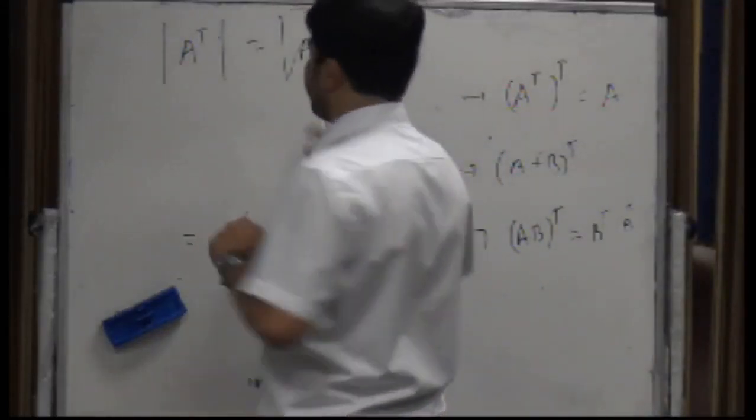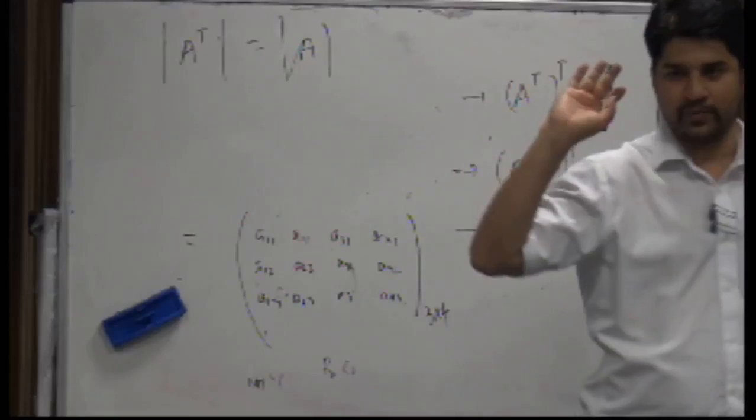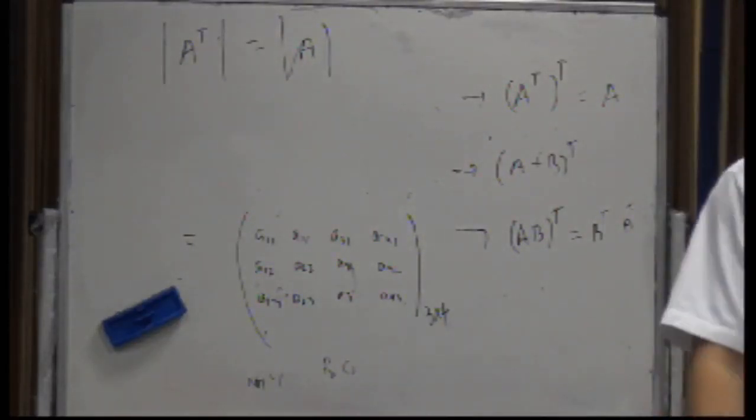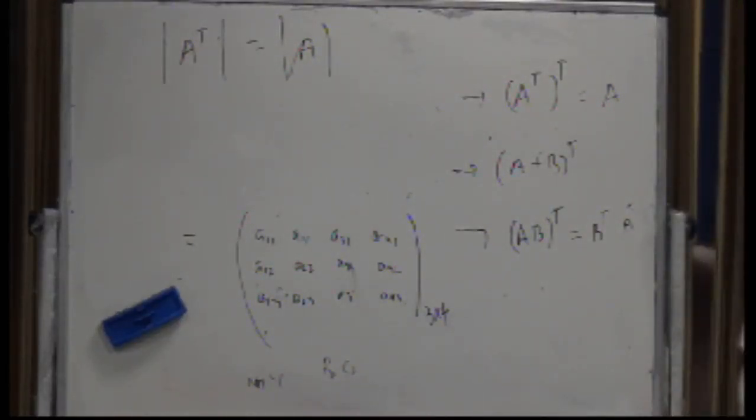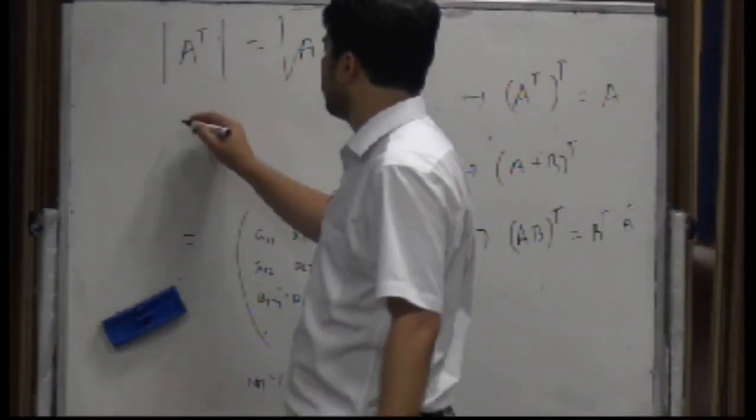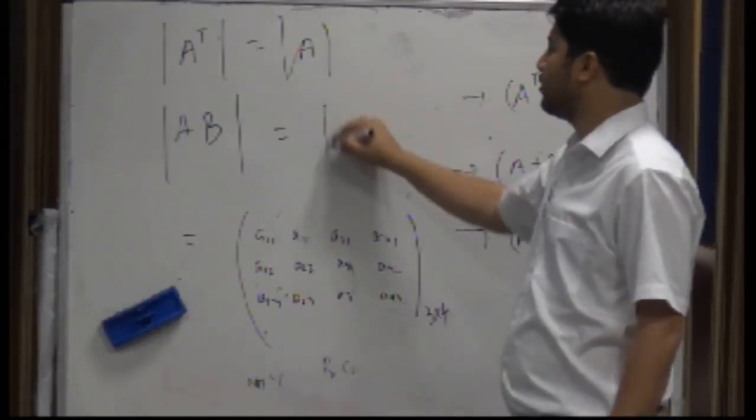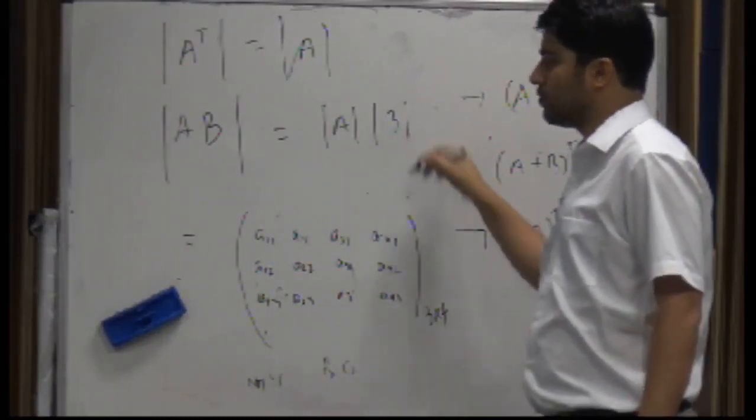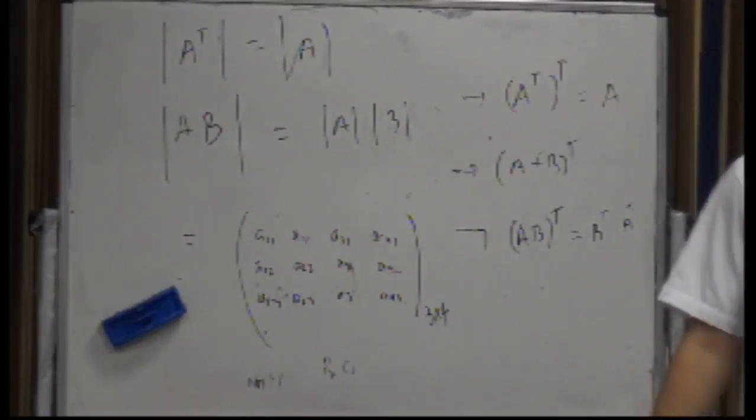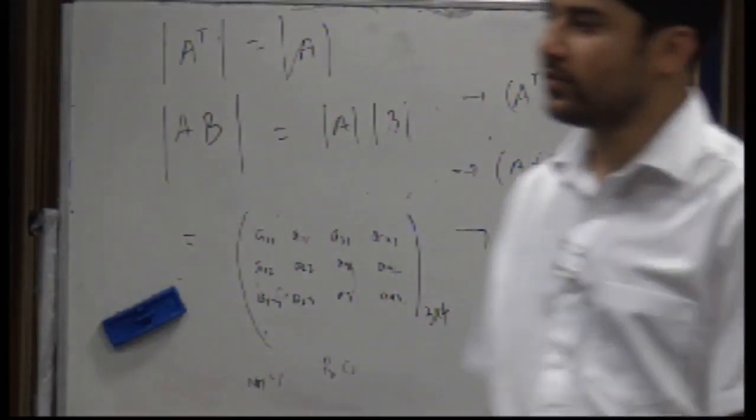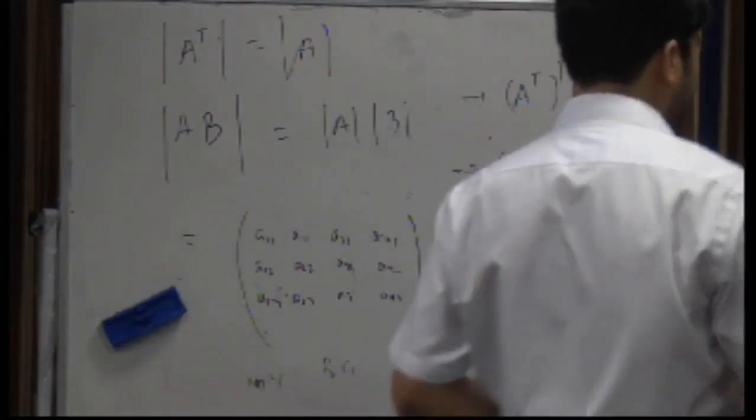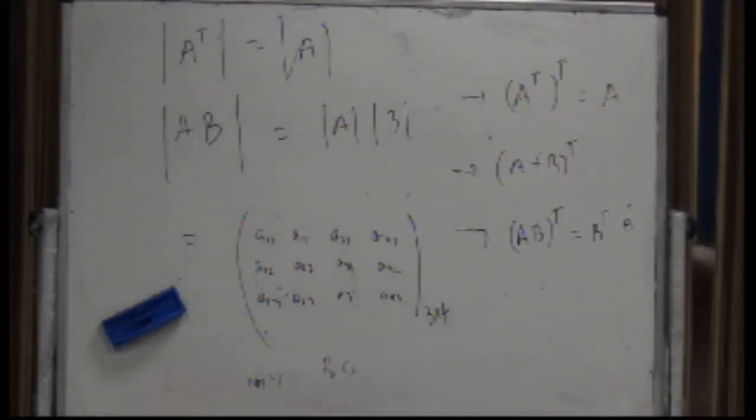Okay, so for timing you can simply keep in mind that det of A transpose equal to det of A, and det of AB is equal to det of A into det of B. Okay, mod वाली प्रॉपर्टी जो कॉम्प्लेक्स नंबर में पढ़ी थी, it will work here also. So let's do two questions.